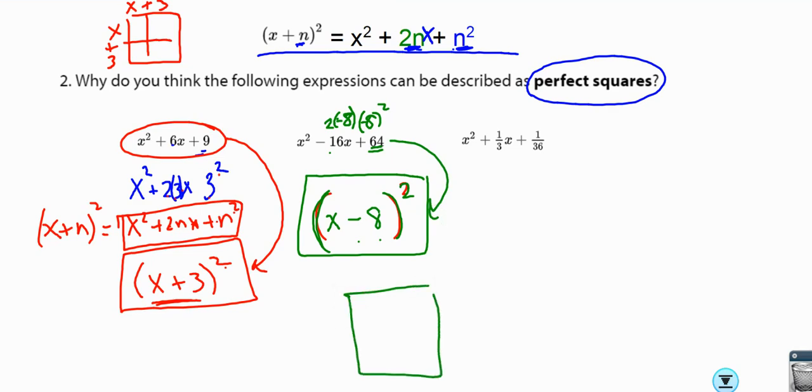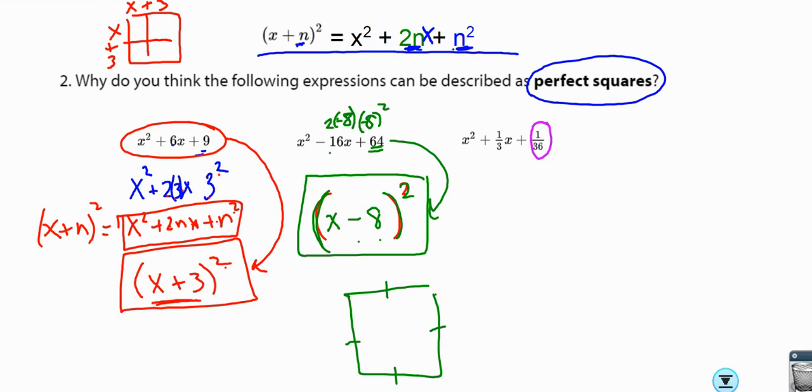And it really creates a perfect square, right? This side and this side are equal. It makes a square, if we're looking at the area model. The last one, this one's a little sneaky. It's got some fractions in it. Let's look at it carefully.